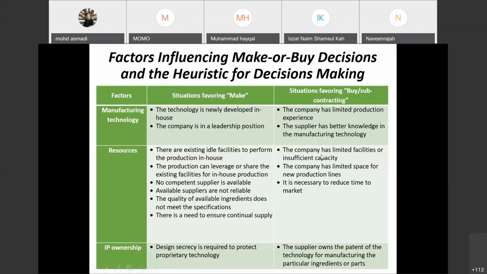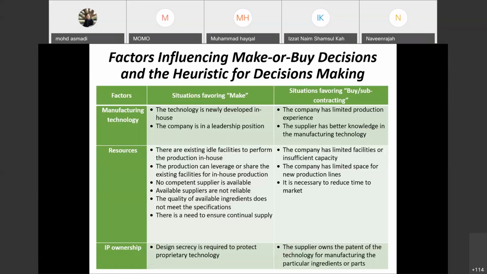Okay, the company has limited facilities or inefficient capacity, or has limited space for a new production line. Or, for example, your company wants to reduce time to market, right? Since if you outsource, maybe it's going to take a longer time than buying from the supplier. So in the situation of make decisions, no competent supplier is available, as well as the quality of available ingredients does not meet the specification. So this is favoring the make decision.